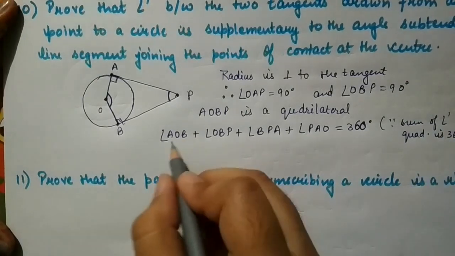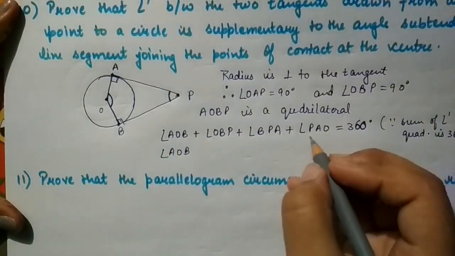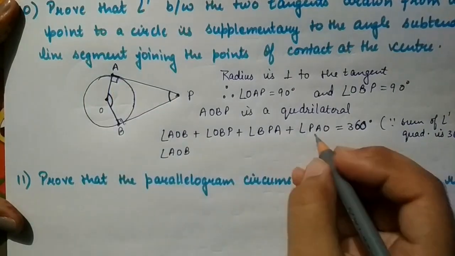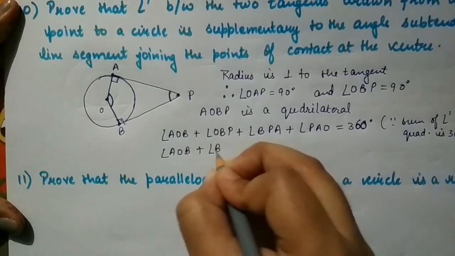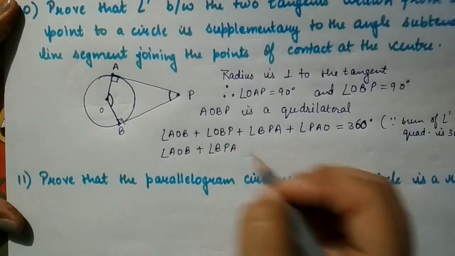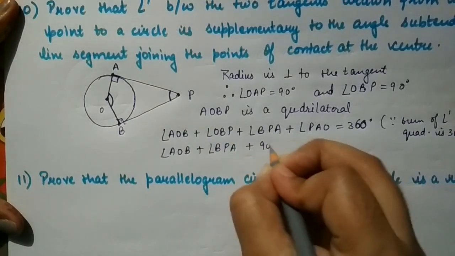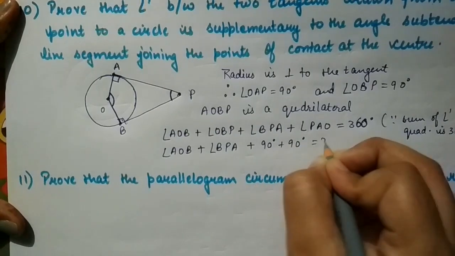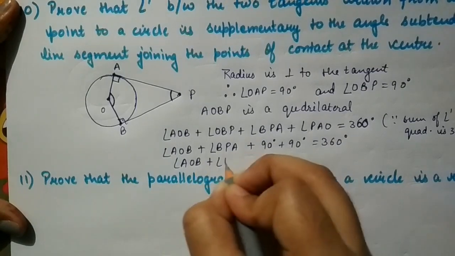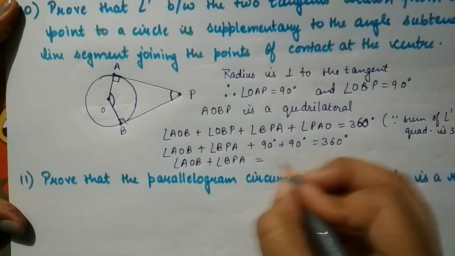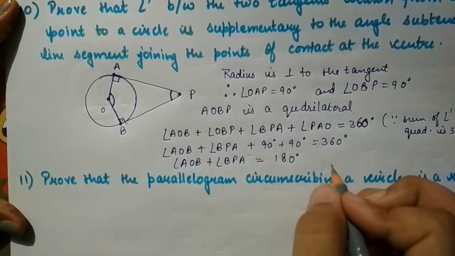This is the reason. Now AOB you don't know, keep it as it is, and APB you don't know. BPA or APB, it's one and the same thing. Angle BPA you don't know, but you know OBP and PAO, that is 90 degrees and 90 degrees. So plus 90 degrees plus 90 degrees is equal to 360 degrees. So from here what you get, angle AOB plus angle BPA is equal to 360 minus 180, that is 180 degrees.